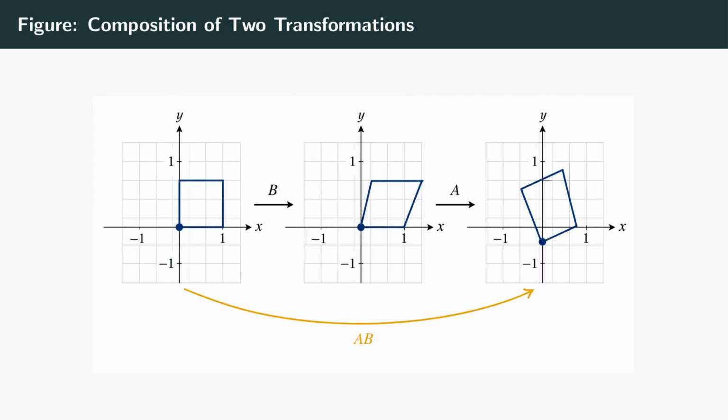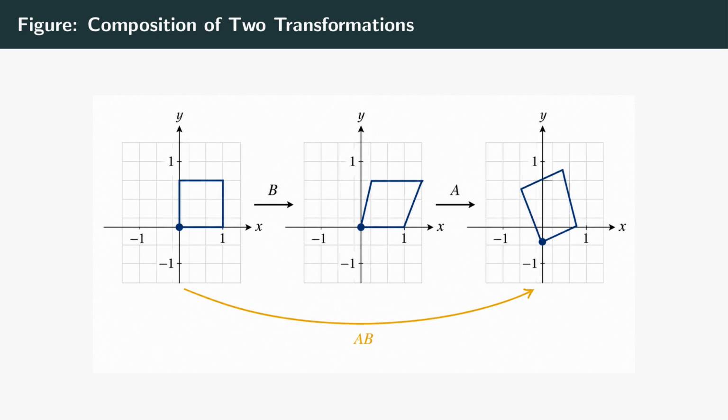Here is composition as a picture, the whole episode in one frame. On the left, a simple shape sits on a grid, say the unit square with one corner marked. The first arrow, labeled B, carries it to the middle grid, where B has transformed the square, perhaps shearing it. The second arrow, labeled A, carries that to the right grid, where A has acted as well, perhaps rotating it. 2 arrows, 2 steps, first B, then A.